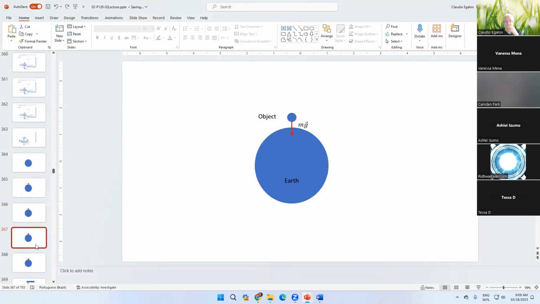So an object anywhere feels this gravitational force due to the Earth. One way to formulate this force is by the mg that you're already familiar with. Now, don't forget that by the same token that the object is attracted by the Earth, the Earth is also attracted by the object, because those two objects are interacting with one another, okay?